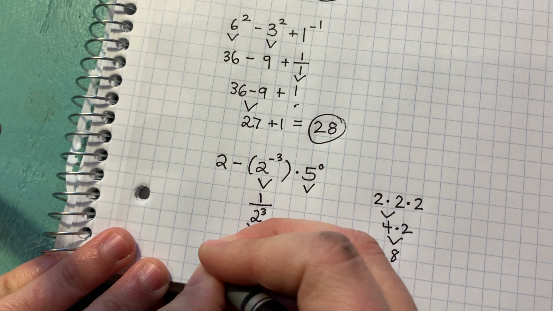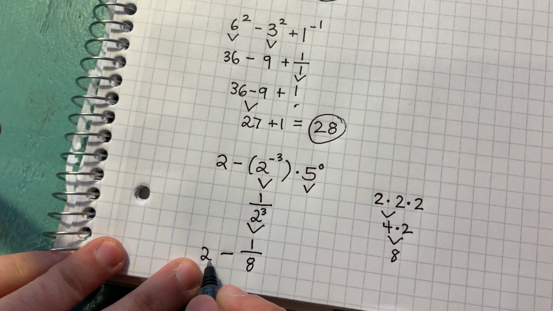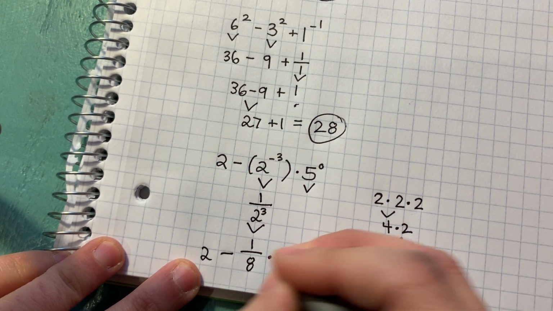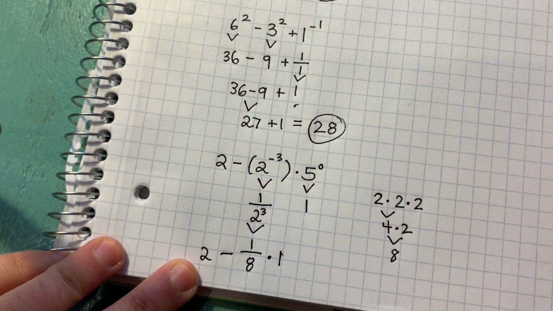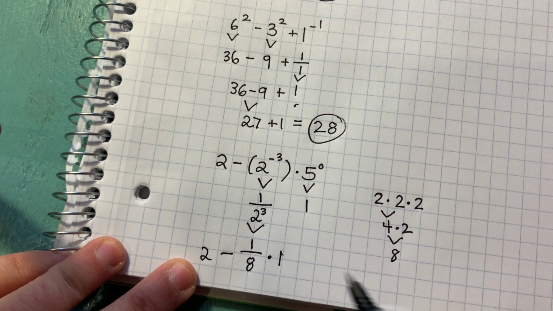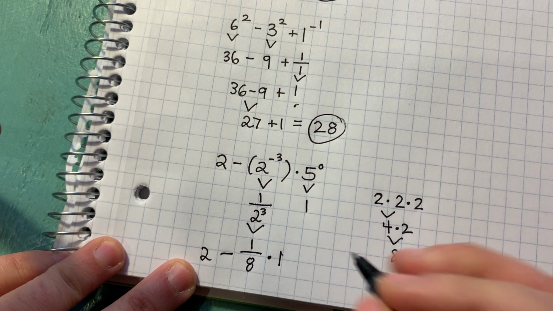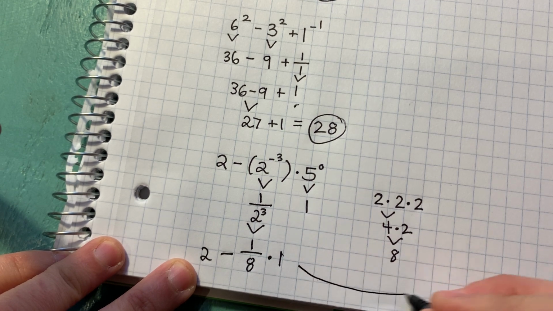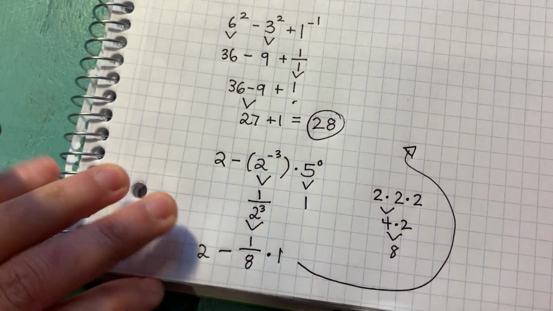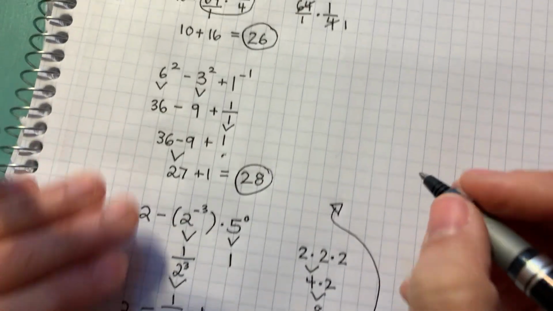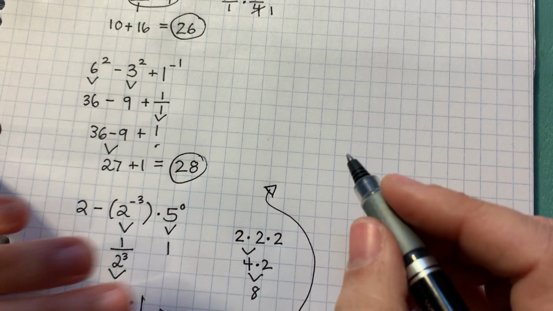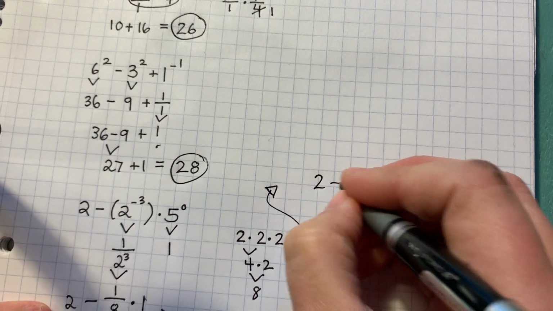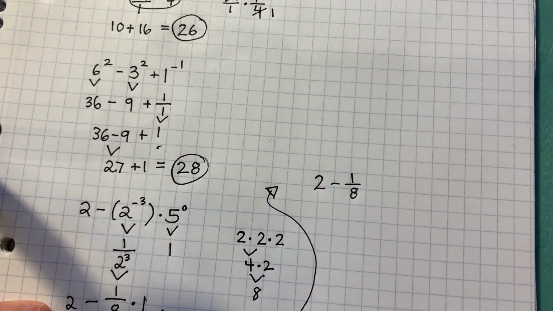All right, I got to drop all this business down so don't forget about it. So 2 minus 1/8 times, 5 to the 0 power is just 1. Okay, so my multiplication comes next. 1/8 times 1, anything multiplied by 1 is going to stay the same. And since I just ran out of room, we're going to move over here. Gosh, shaky cam. All right, so I'm going to finish this over here. 2 minus 1/8 is what we're left with.